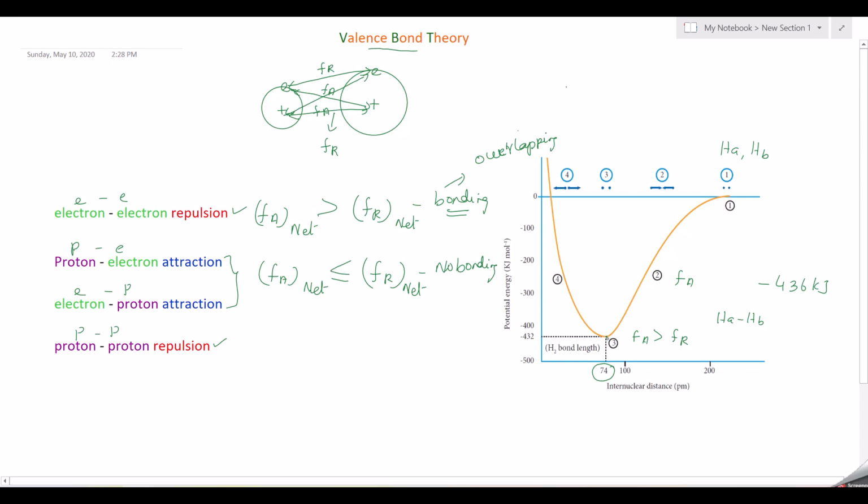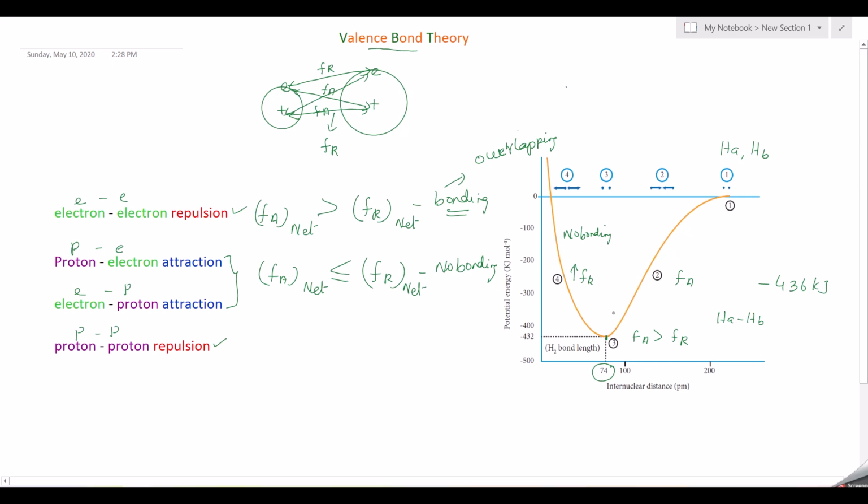Now, after this, if you make them come closer together, then the force of repulsion will go on increasing. Therefore, the potential energy increases and there is no bonding. No bonding is possible because the force of repulsion will become higher than the force of attraction, when you decrease the distance beyond this. So only at this point there will be maximum overlapping and the covalent bond is formed between Ha and Hb.